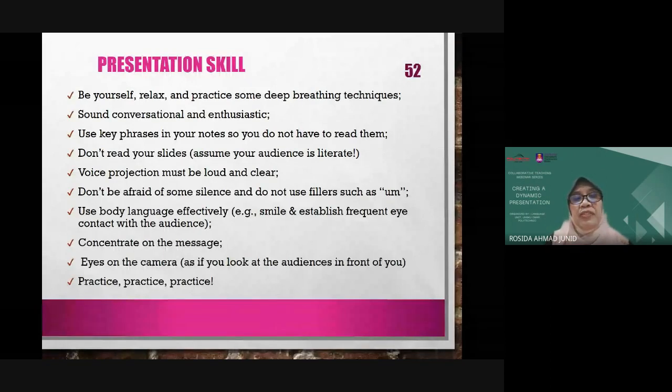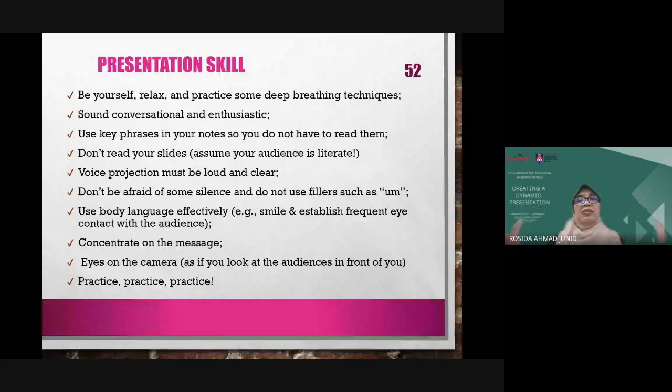Don't be afraid of some silence. Don't stop. Try to reduce some fillers. For example, like, I think, all right, okay. These are fillers, right? They are not good. This shows your incompetence and that you're not confident. All right, so stop using fillers.